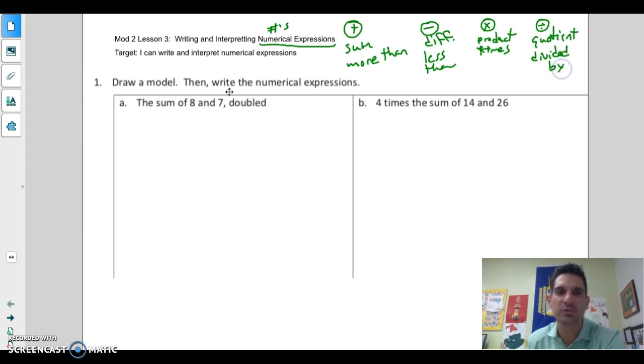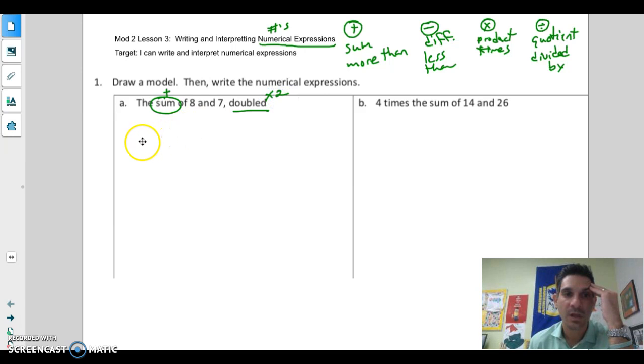So what we're going to do is draw a model, then write the numerical expression. So this is a two-stepper. It says the sum of 8 and 7 doubled. So I see the word sum, and sum is addition. So I'm going to add something, then doubled. When I think of doubled, you can think of a couple things. You can just add that number to itself, or if I want to use multiplication, I can times it by 2.